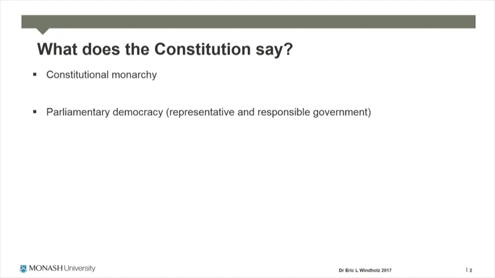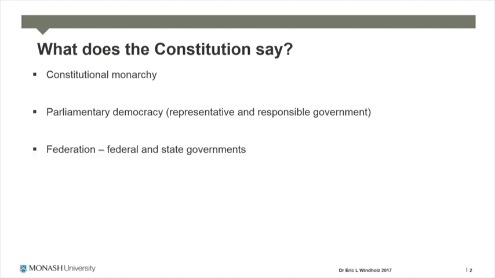Responsible government describes a system in which those persons who carry out or administer laws enacted by Parliament are responsible, that is, accountable, to the Parliament for the manner with which they do so. These persons are collectively referred to as the executive. We will come back to the executive shortly.